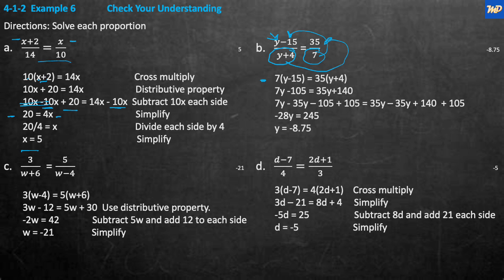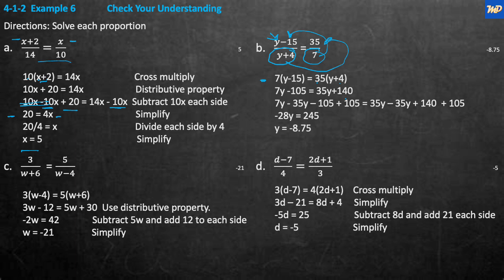So now we multiply this out, to get rid of the distributive property. We have 7y, and 7 times negative 15 is 105. So 7y minus 105 is equal to 35y. 35 times y, 35 times 4 is 140. 35y plus 140.